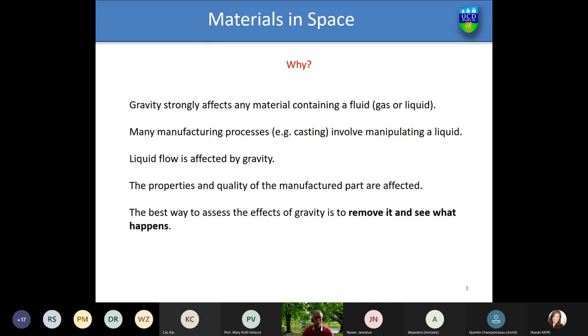Gravity has a very strong effect on any material containing a fluid, and many manufacturing processes, such as casting, involve manipulating a liquid, often a liquid metal. This flow is affected by gravity, and as a result, the parts produced, their quality and performance, are affected by gravity. The best way to assess the effects of gravity is basically to remove it and see what happens. We can also increase gravity levels to see what happens, and that's hypergravity.